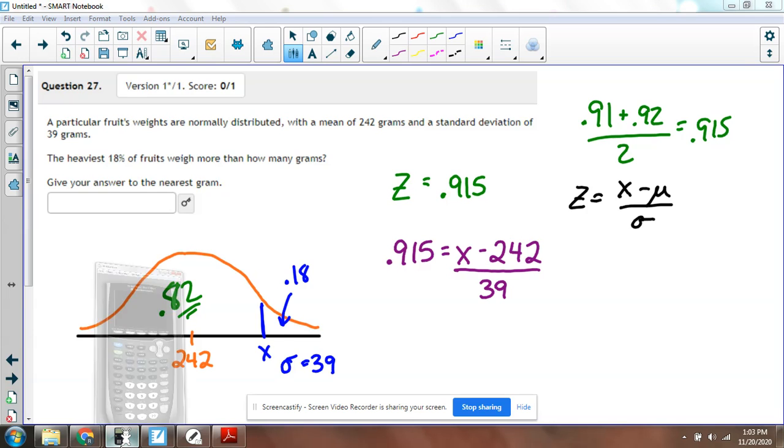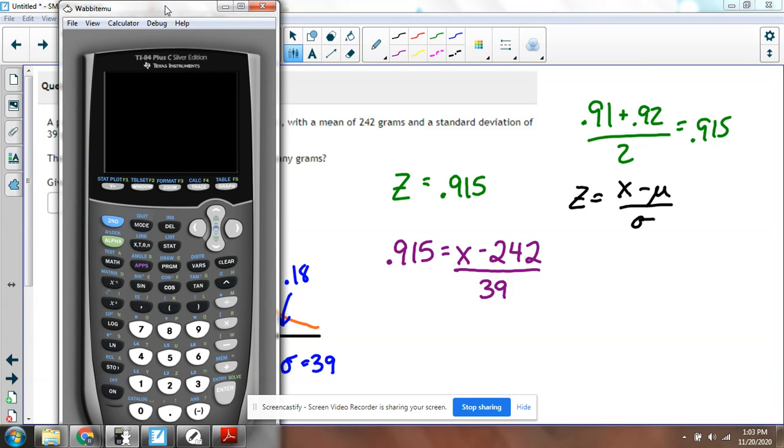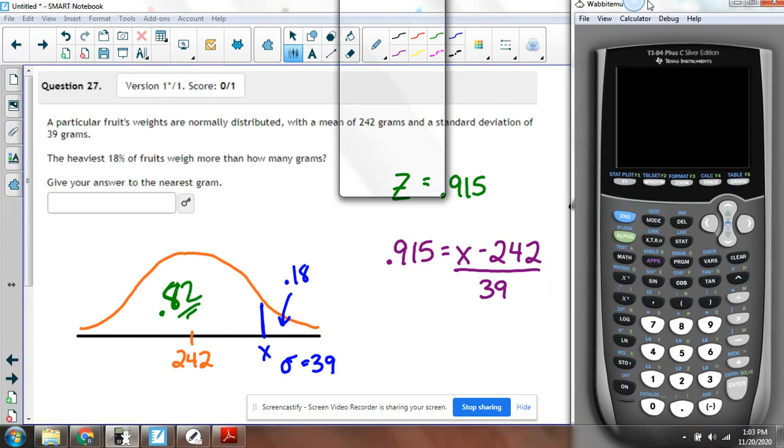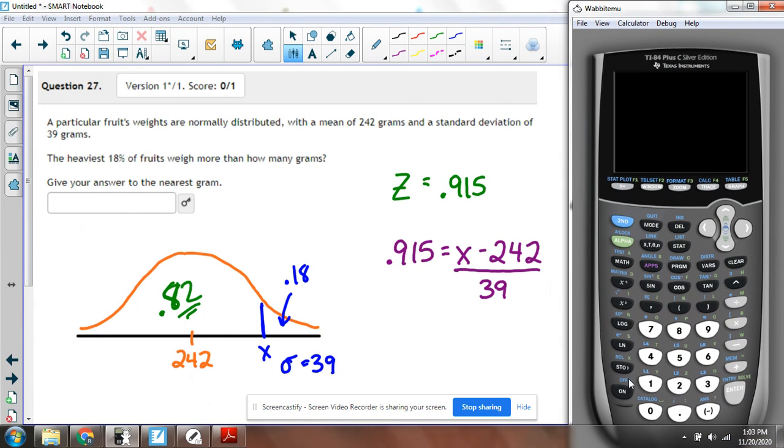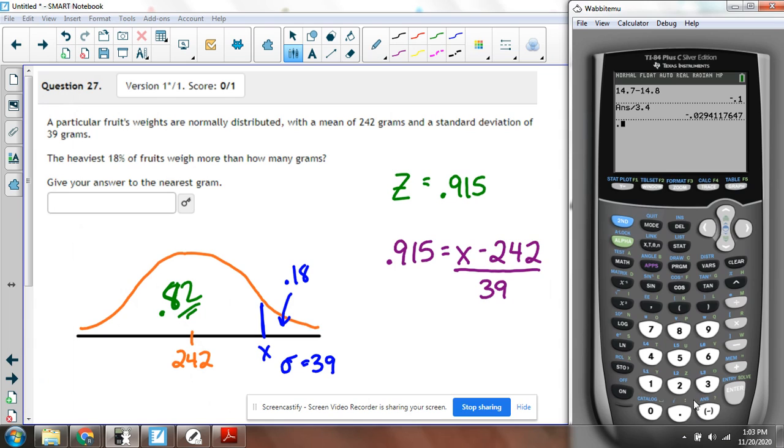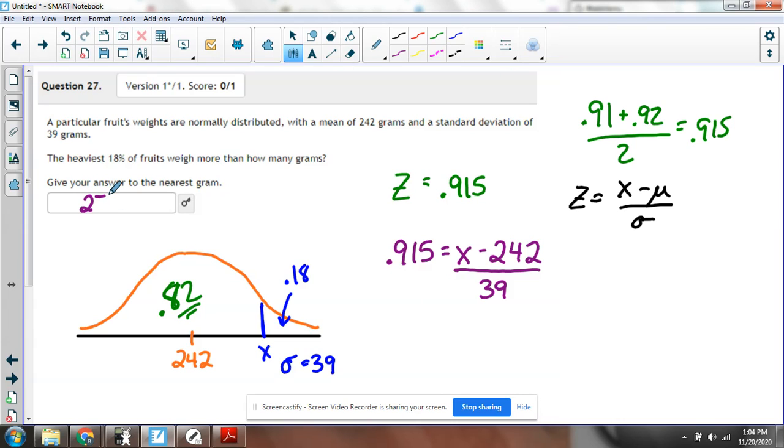So then I'll just take 39 and multiply it on both sides. There we go. Okay, so I have 0.915 times 39. So I get that. And then I want to solve for X, so I'm going to add 242 to both sides. So it looks like I get an X value of 277.685. To the nearest gram would be 278. And that is your answer.